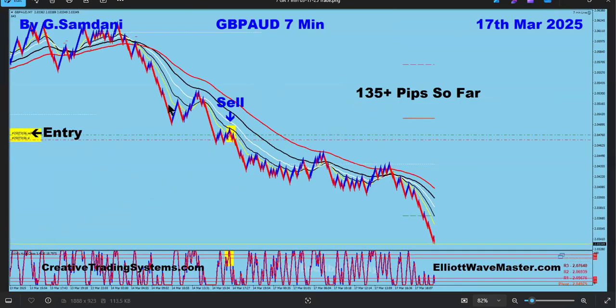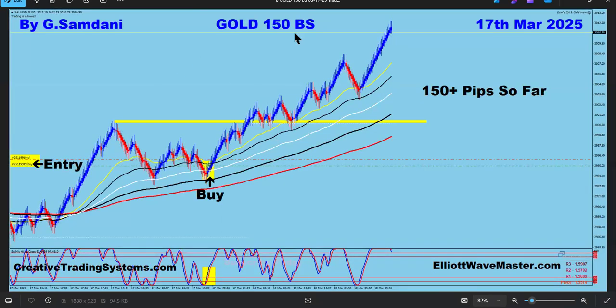Beautiful entry. This should have been the entry, but I think the yellow went above the black a little bit, and that's one of my conditions. So it didn't open the trade there, but it opened here, and 135 pip to the downside. And this one, gold going to the upside for 150 pip on the 17th. See how many trades on the 17th?